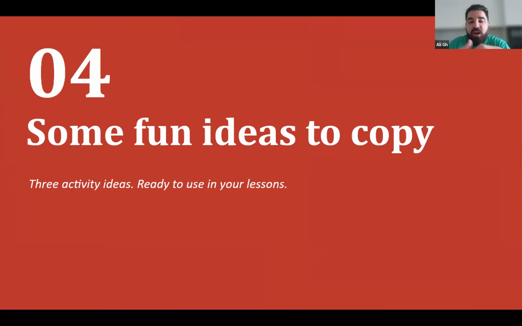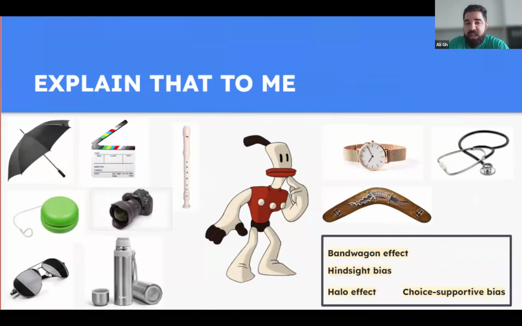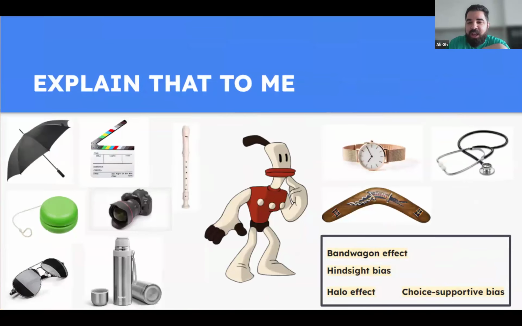Some fun ideas to copy. I promised you a couple of activities or things you can use in your lessons. I'm going to show you some that are a bit different in mechanism, but still work. The first one is a role-playing system. And I have this alien. His name is Neverhood. It's from a game I played in my childhood. It was a puzzle game, an amazing game.